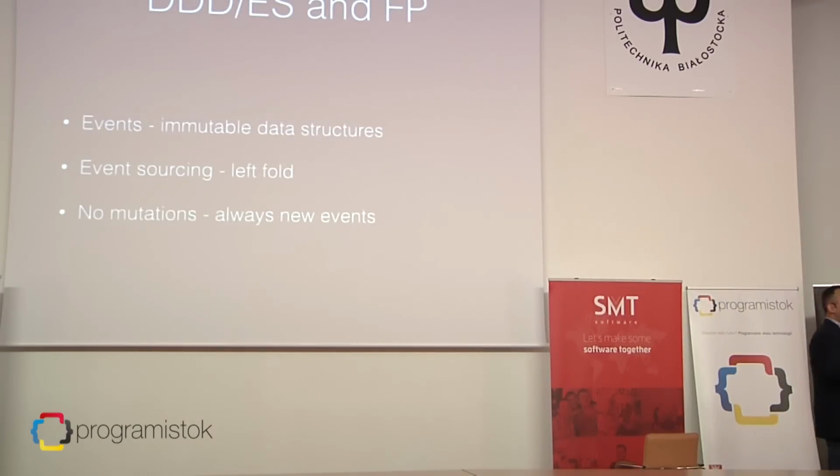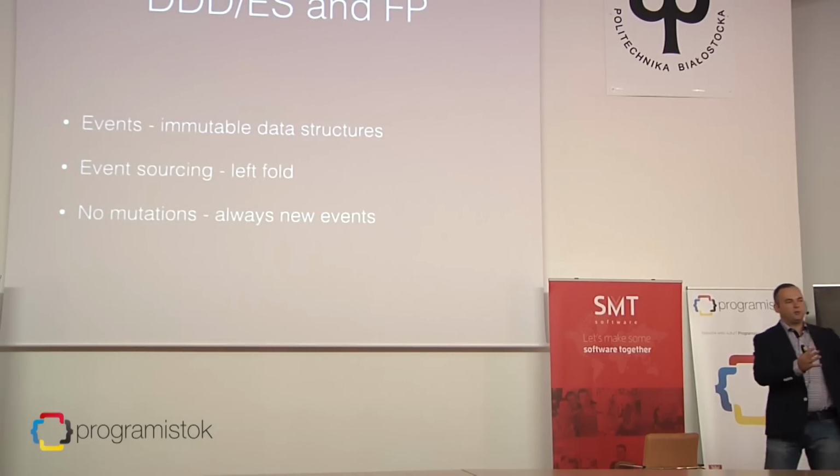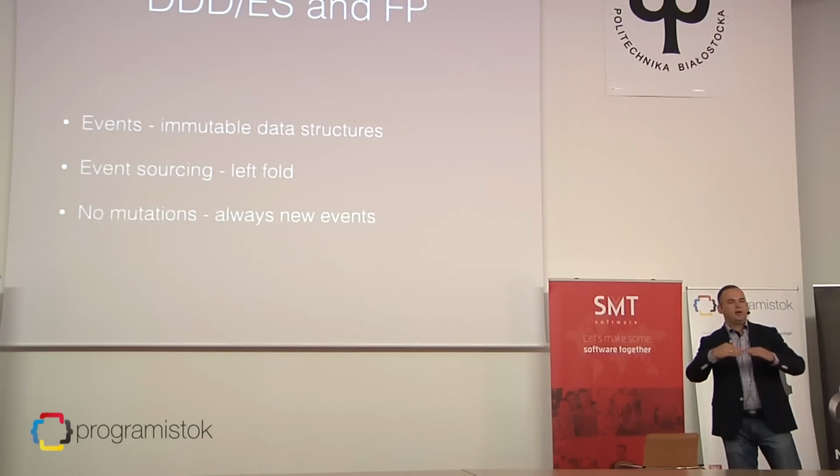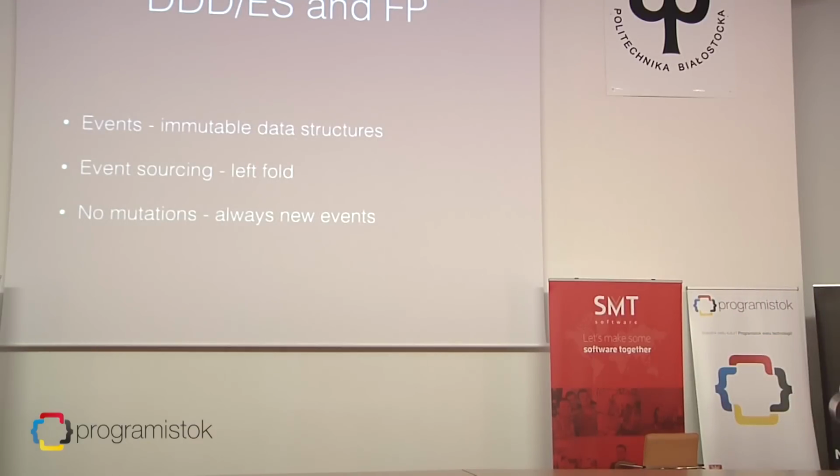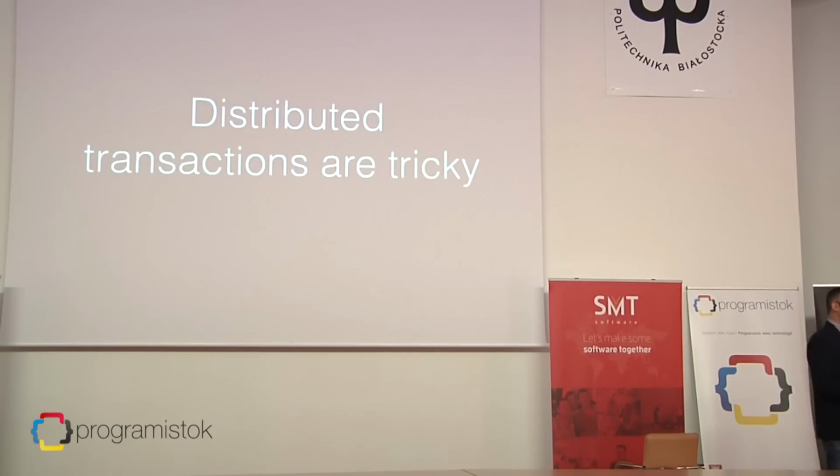Events are those immutable data structures. They don't change. This is the thing from functional programming. Event sourcing is basically default. So you take all the events, you apply them, so you reduce them, and then you create the state. The state is always a result of calculation. It's not a state like the state that functional programming people hate, right? So there's no mutations once you have events.